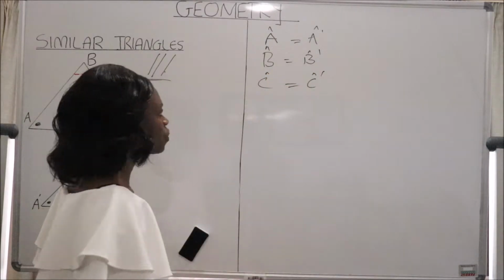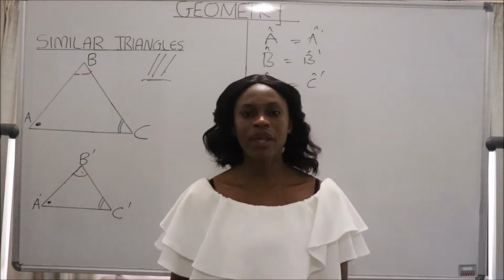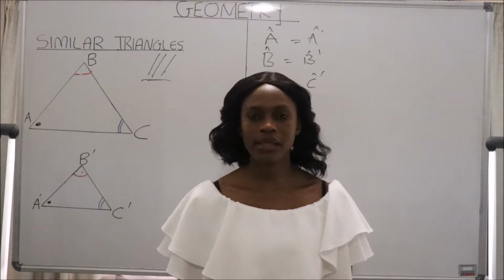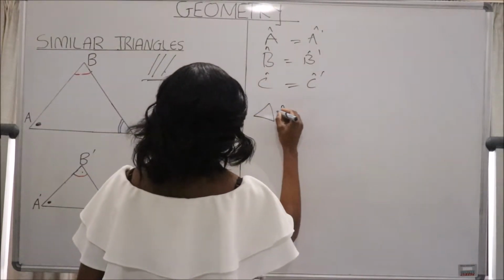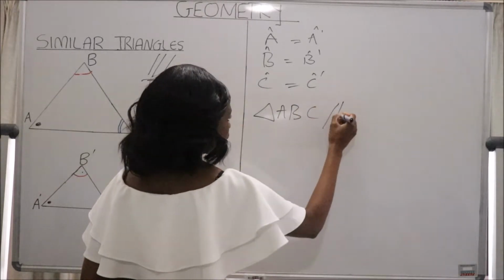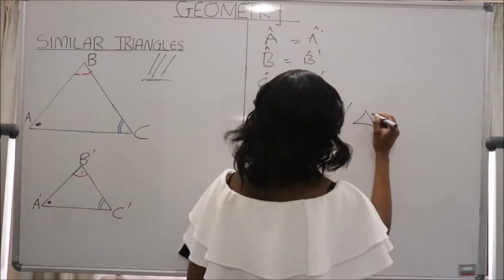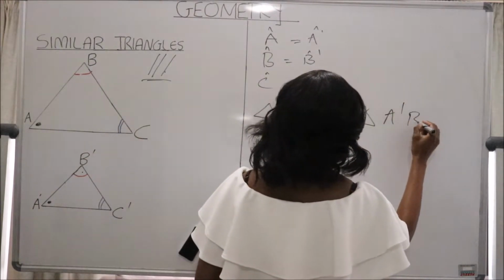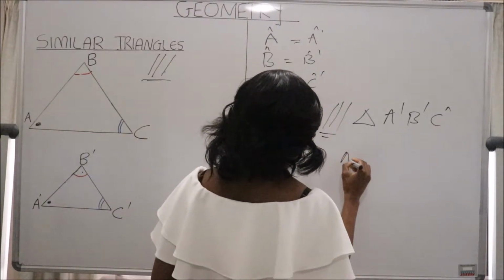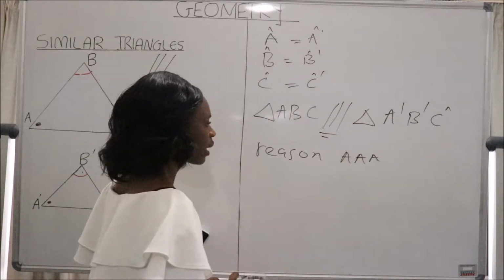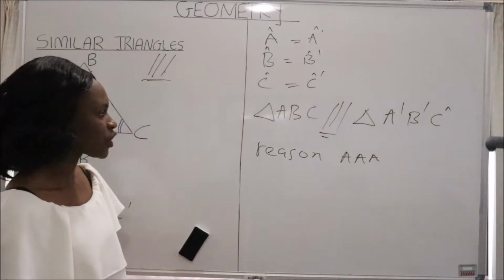Right, so now that we have proven that the angles inside the triangles are equal to each other, that tells us that the two triangles are similar to each other. So that means that triangle ABC, and this is the sign for similarity, as I've shown you before, guys, is similar to triangle A prime, B prime, C prime. And the reason for that is AAA, which stands for angle, angle, angle. You must always give reason when you prove the similarity of triangles.